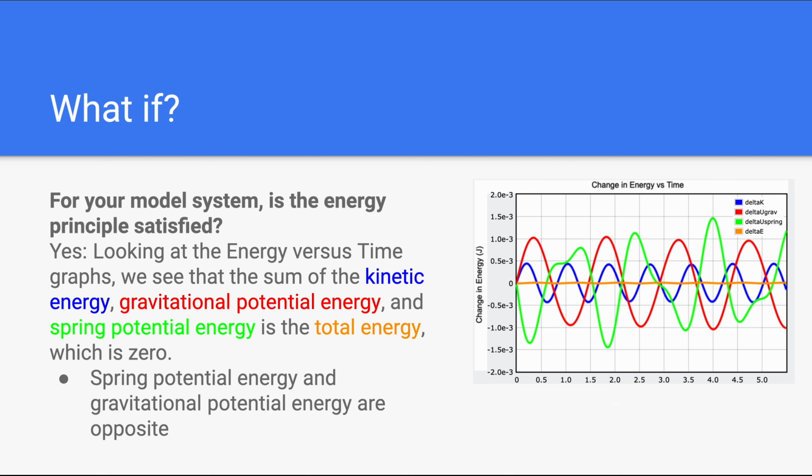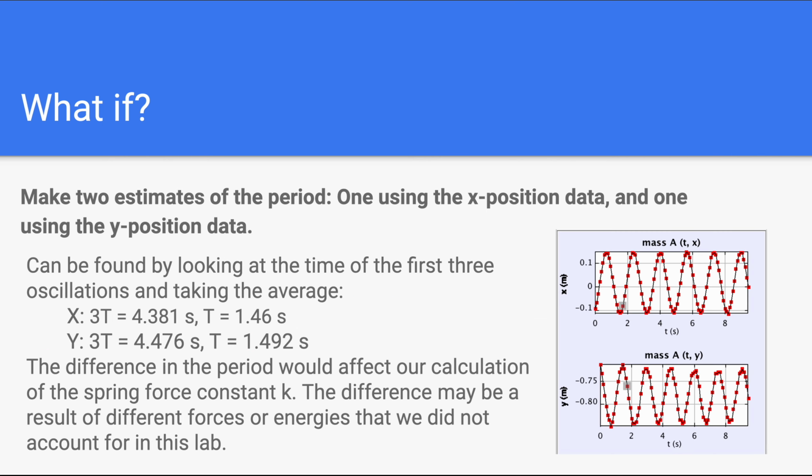And then make 2 estimates of the period, one using the x position data and one using the y position data. This can be found by looking at the time of the first 3 oscillations and then taking the average. So for the x, I said 3t equals 4.318 seconds, and so t equals 1.46. For the y, I said that 3t is 4.476 seconds and t is 1.492 seconds.